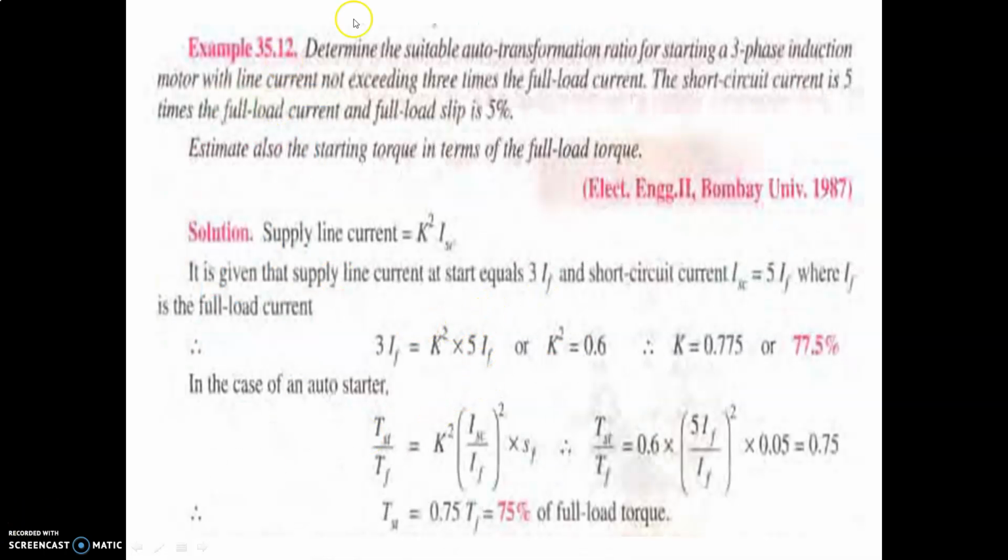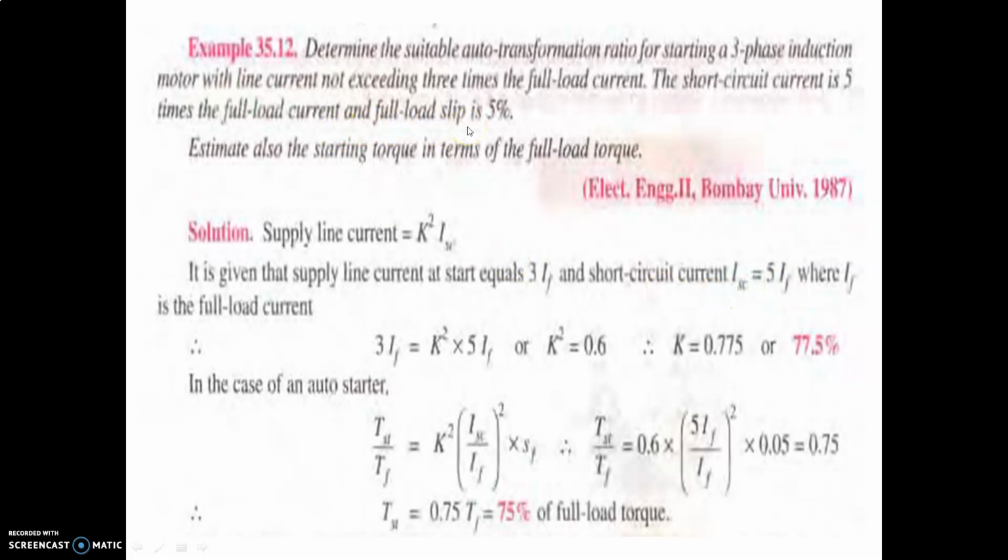Now a small problem related to this auto transformer starter. The data given: determine the suitable auto transformation ratio for starting a three-phase induction motor with line current not exceeding 3 times the full load current. The supply current at start equals 3 times the full load current. This is the first data given. And the short circuit current ISC is 5 times the full load current IF.